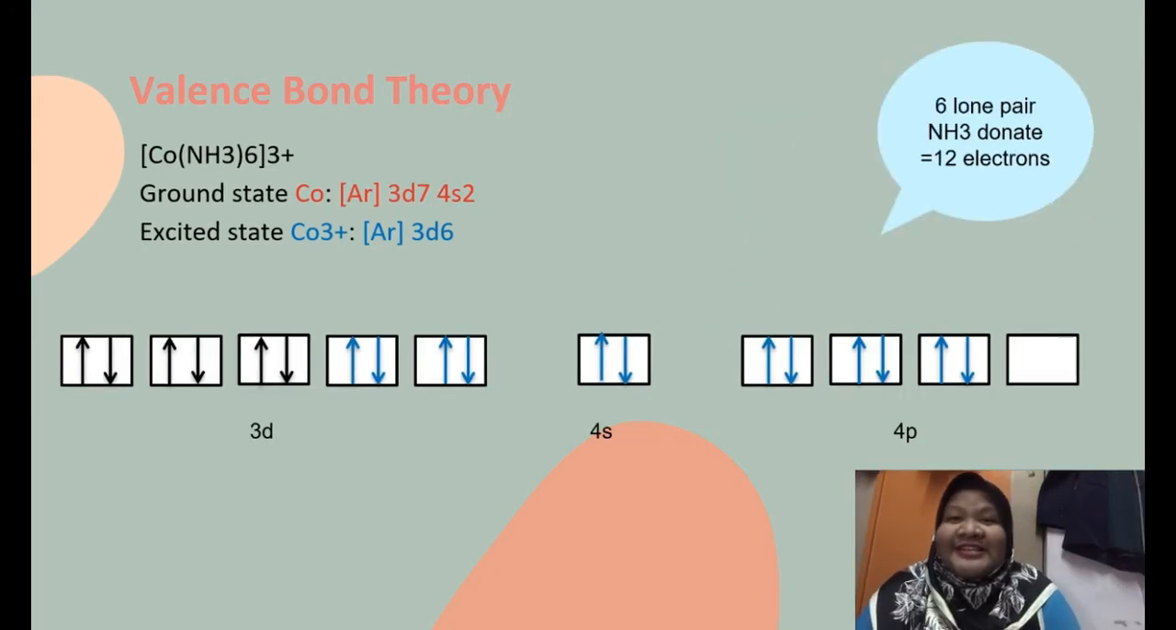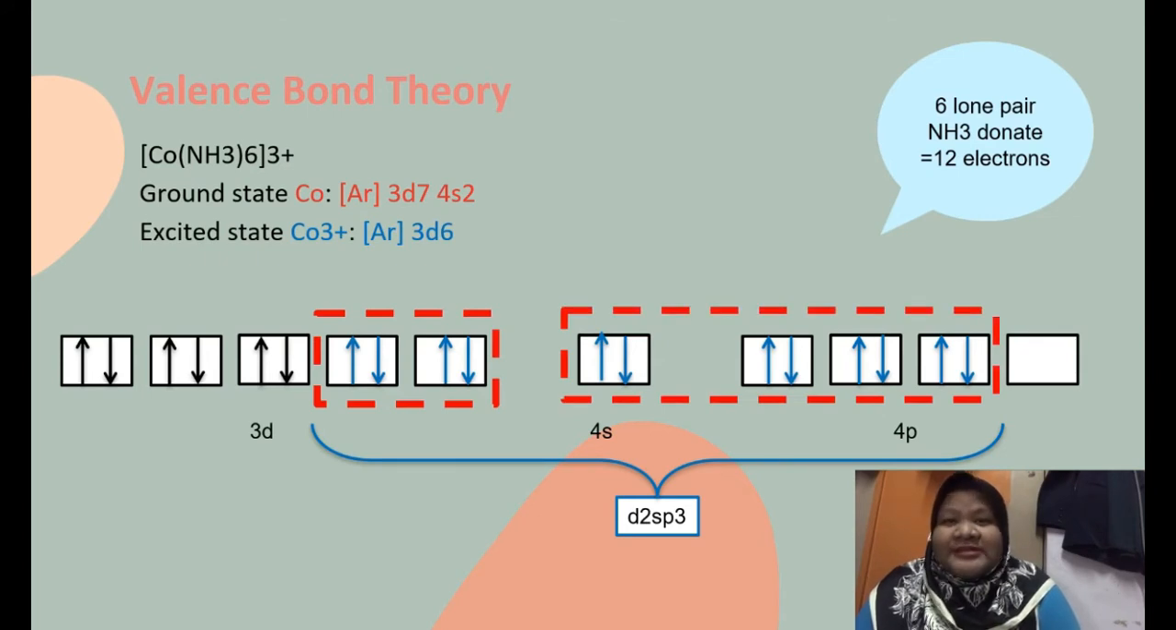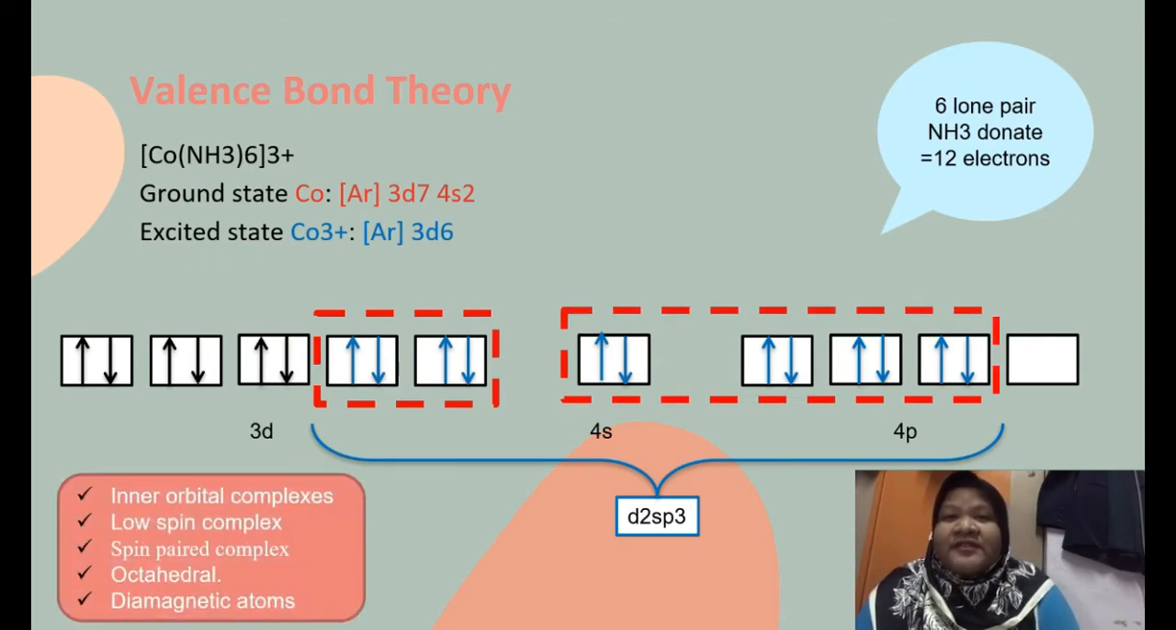The hybrid orbital is d2sp3, which is the central metal atom having hybridization of atomic orbitals, including d orbitals of the inner shell and sp orbitals from the outer shell. So this complex is an inner orbital complex that is a low spin complex and a spin paired complex, because these d orbitals are at a lower energy level than the s and p orbitals. Based on the inner orbital hybrid, we conclude that the geometry is octahedral.